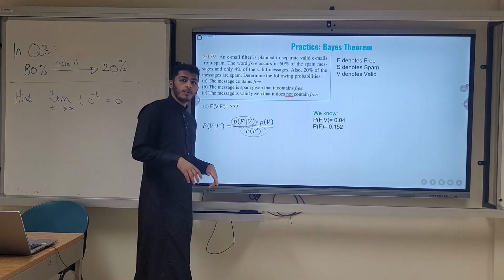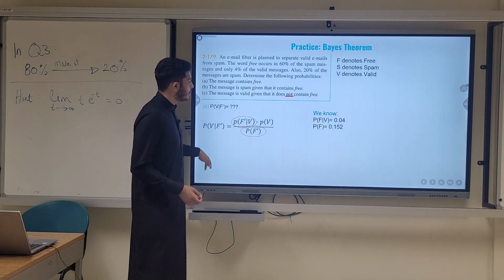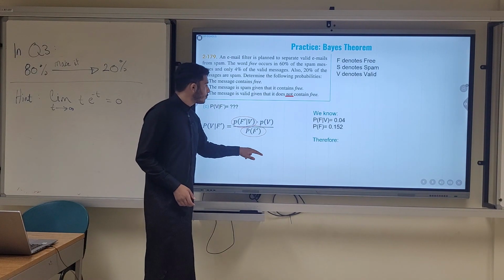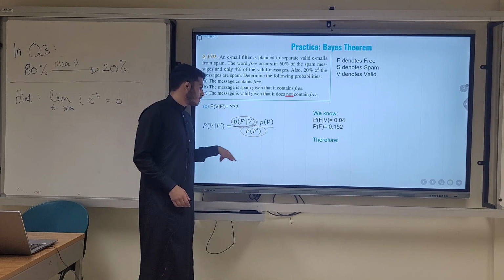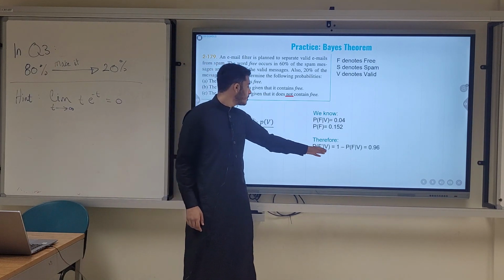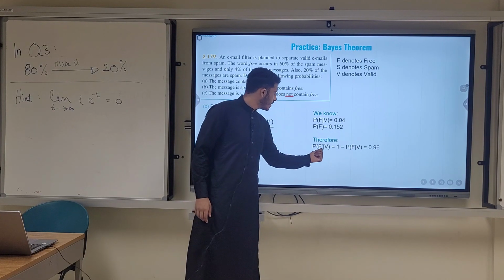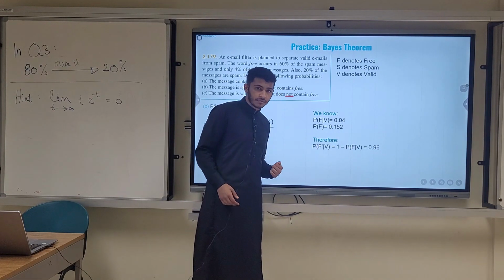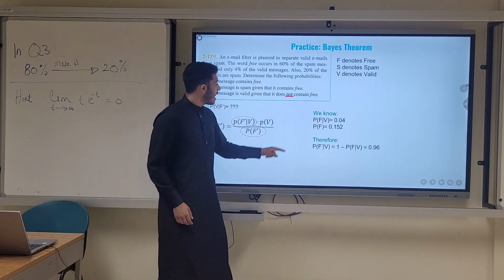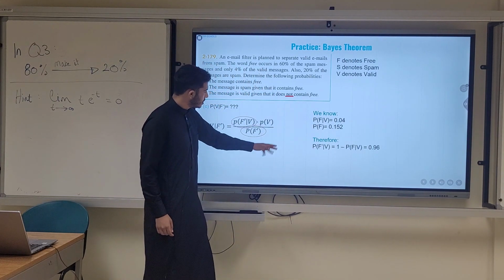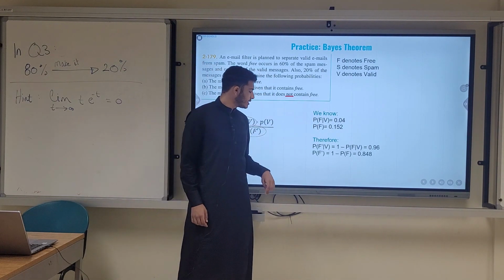So how can we find those from those? Here is the thing. We just need to find complements. So if we want to find the probability of F prime given V, we can just take the complement of the probability of F given V, and we're going to find the probability of F prime given V, which is going to be this number there. And this one is extremely easy. We know how to do it, which is also finding the complement.